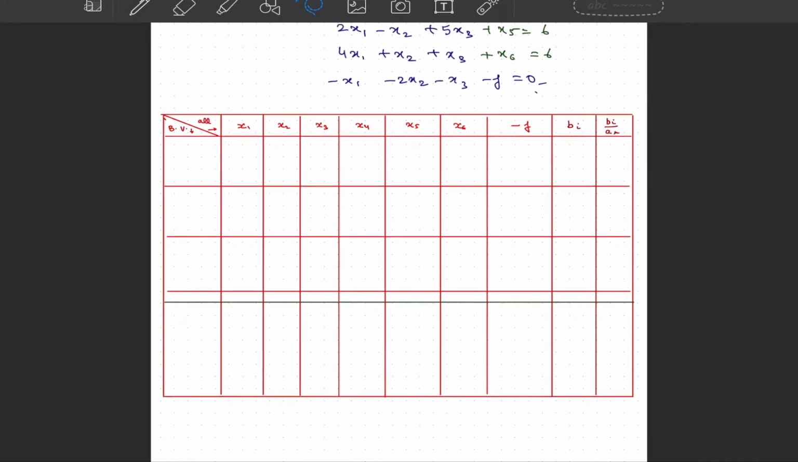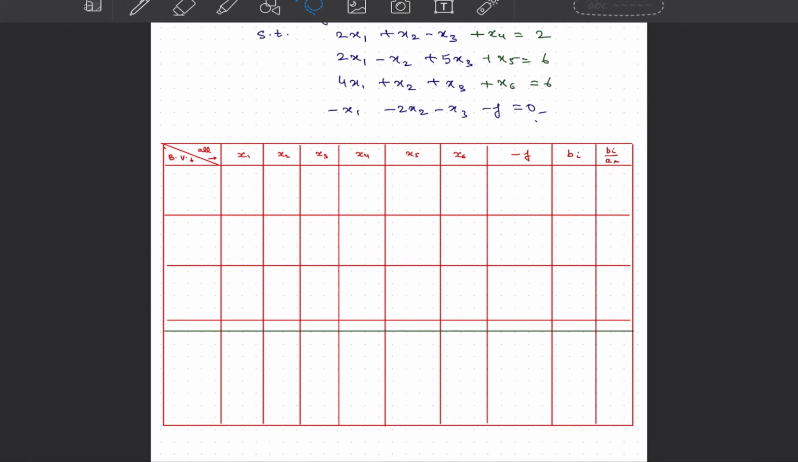So we will make a nice table, and here we would have the titles of the columns as the variables involved, from x1 all the way till x6, as well as minus f, which is the value of the function that we will get as we solve this tableau. Then the bi will collect all the values listed on the right hand side, and we will calculate the ratio bi upon ar, which will become clearer.